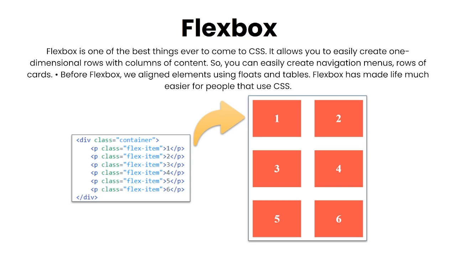Let's dive right in. We're going to be looking at Flexbox, one of the best things ever to come to CSS. This is relatively new. It allows you to easily create one-dimensional rows with columns of content so that you can easily create navigation menus, rows, cards. Before Flexbox, we aligned elements using floats and tables, but we don't really have to do floats and tables anymore because Flexbox has made life much easier for people to use in CSS. All right, let's take a look.